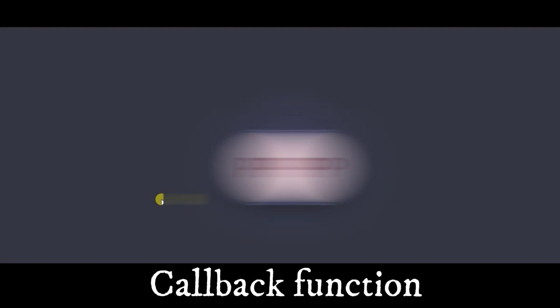What are callbacks? Callbacks are basically functions that are passed to another function and will be run once the first one is finished. For example, we use map and filter methods, so there is a callback method that we use.